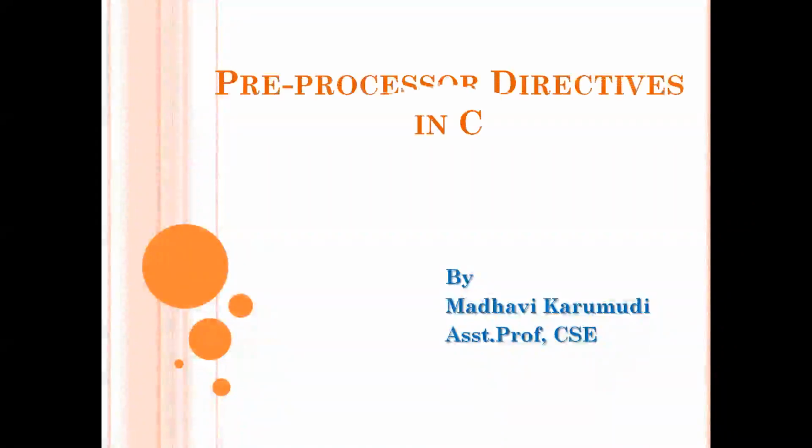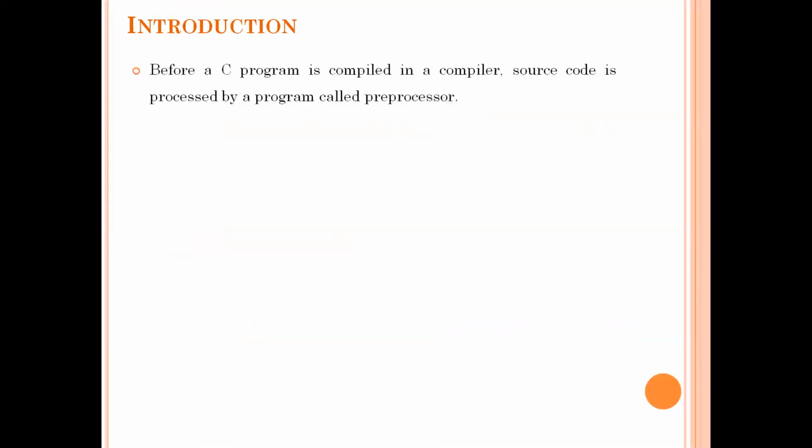In this lecture, I'll talk about preprocessor directives. In any programming language, if you want to execute the program, first of all, we need to compile the program by using the compiler. But before the compiler compiles your program, your source code will be processed by some other program called a preprocessor.